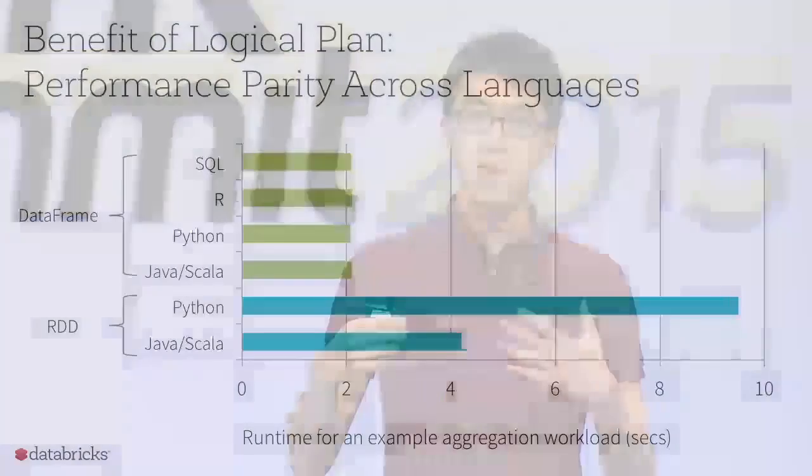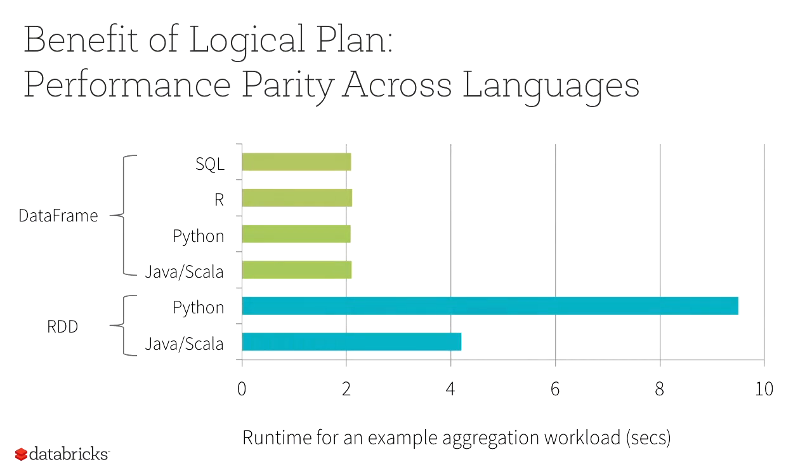Now, in the case of data frame approaches, because all the programming languages are really just compiling the data frame API down into a logical plan and going through the same optimization path, you actually get performance parity across all the programming languages.